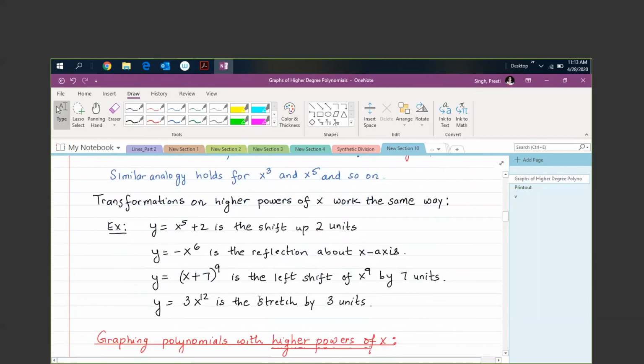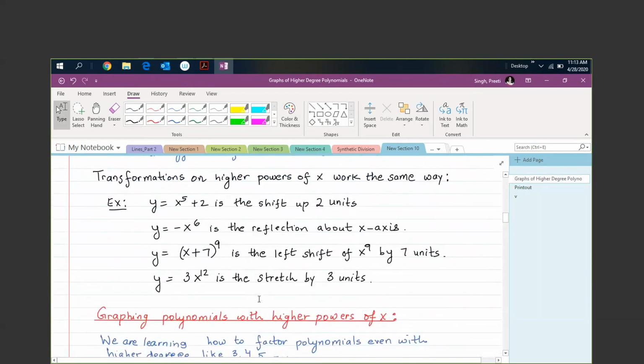So I'm going to go over to this black part right here. Transformations are when we shift it up, shift it down, left, right. Again, they behave the same way as with other functions, such as radical or absolute value. For example, x to the 5th plus 2, if I ask you what is happening, it is a shift up 2 units. Negative x to the 6th is the reflection, if you remember.